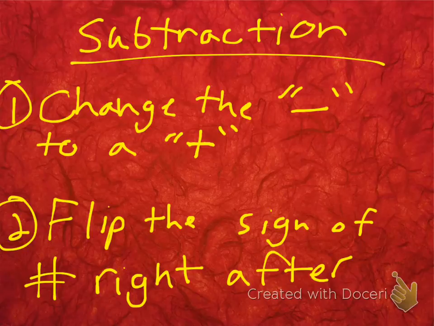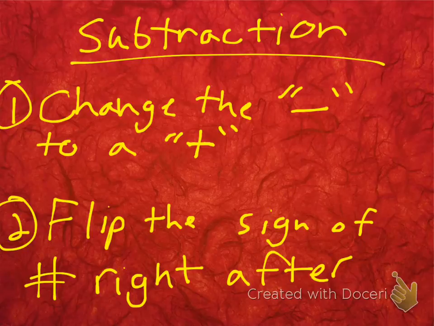The biggest problem we had last year was you would either do step 1 and not do step 2, or you would do step 2 and not do step 1. All right? You have to do both of these. You cannot just change the minus to a plus and move on. You have to flip that sign right afterwards. Otherwise, it doesn't work. Okay?